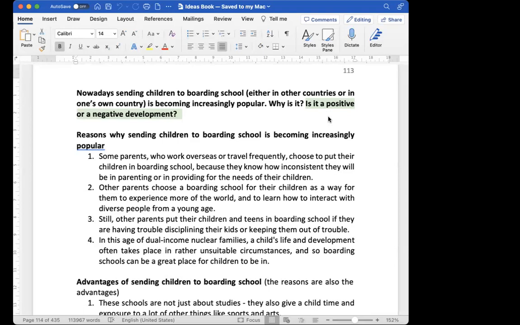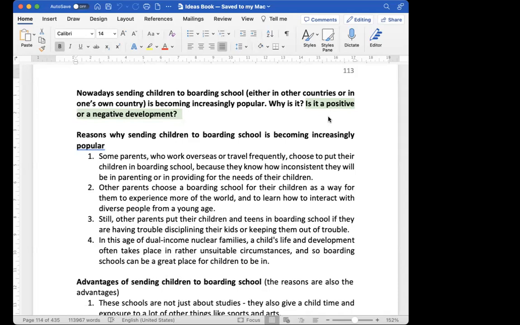So they send them to boarding school, and other parents choose it for their children as a way for them to experience more of the world. Some parents want their children to go to boarding school because they want their children to learn independence at a young age, to be self-sufficient, and they also learn how to interact with diverse people, because in boardings there are children from all over. Okay. Third, if some children are very undisciplined at home, parents send them to boarding as a way of punishment.